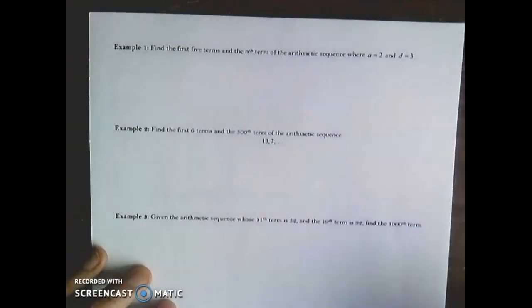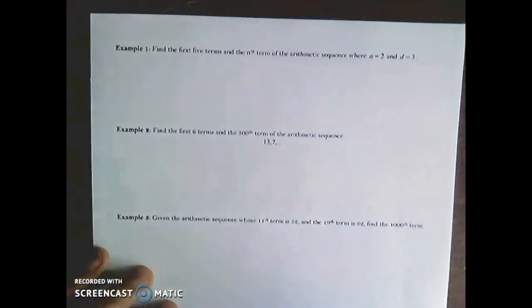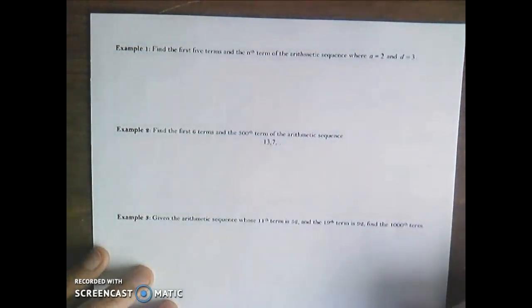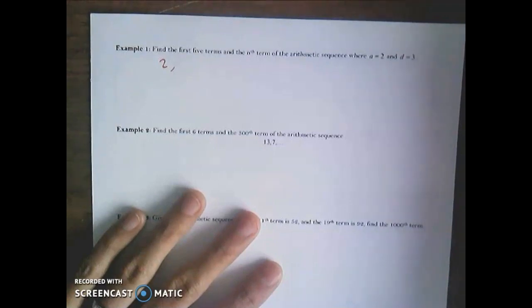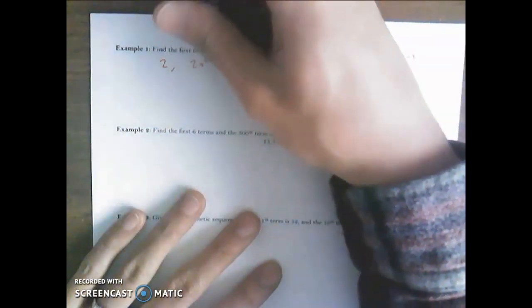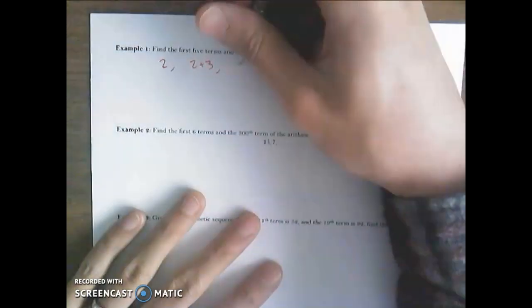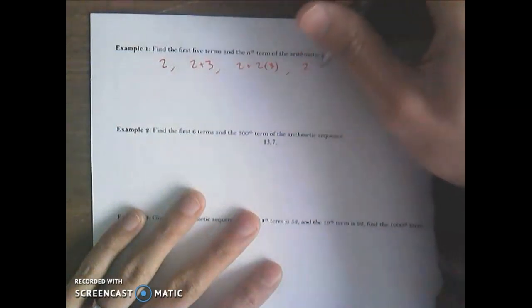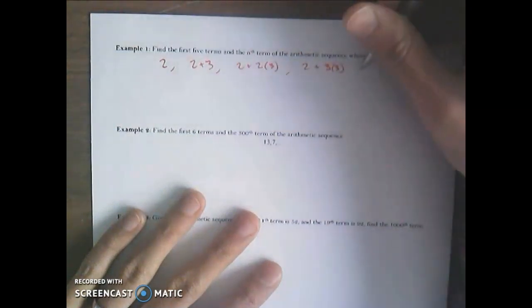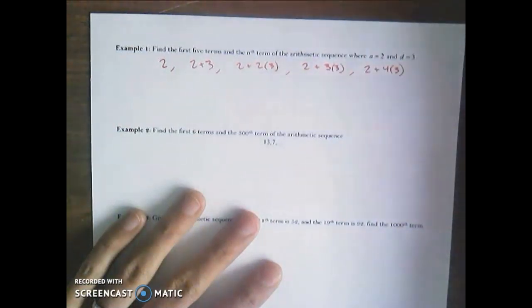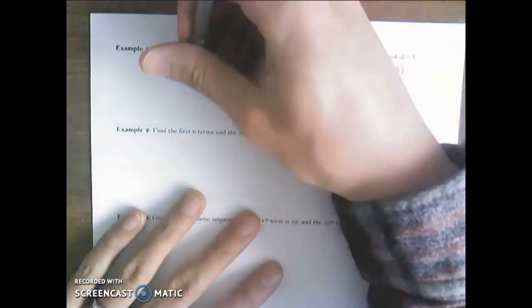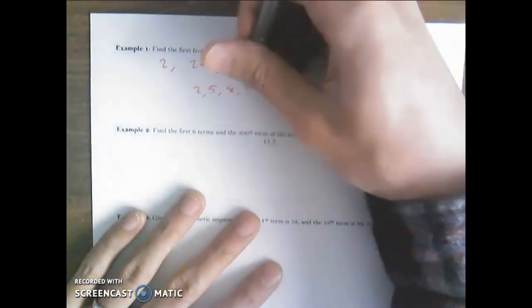Alright, let's try a few examples. Example 1: find the first 5 terms and then the nth term of the arithmetic sequence where a equals 2 and d equals 3. If we were to write out the terms, the first term is a, 2. The next term is a plus d, so 2 plus 3. The next term is a plus 2d. And the next term is a plus 3d, and so on. We can already find the first 5 terms here. We have 2, 5, 8, 11, and 14.